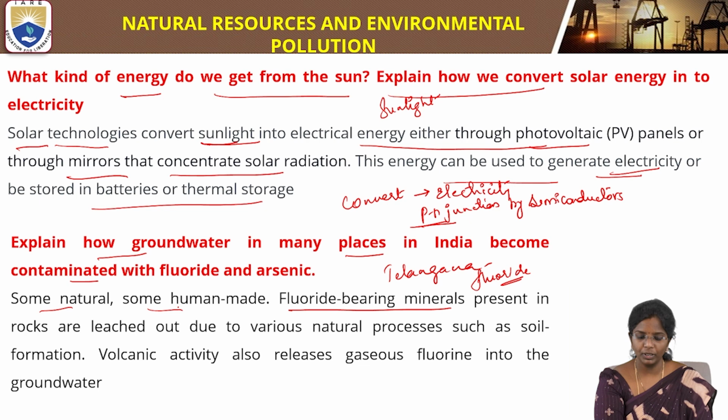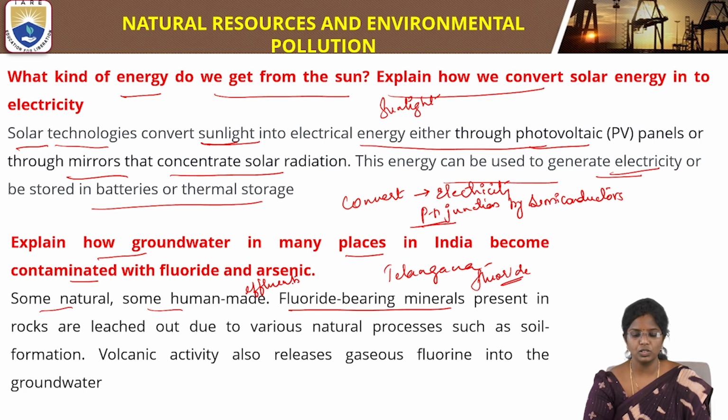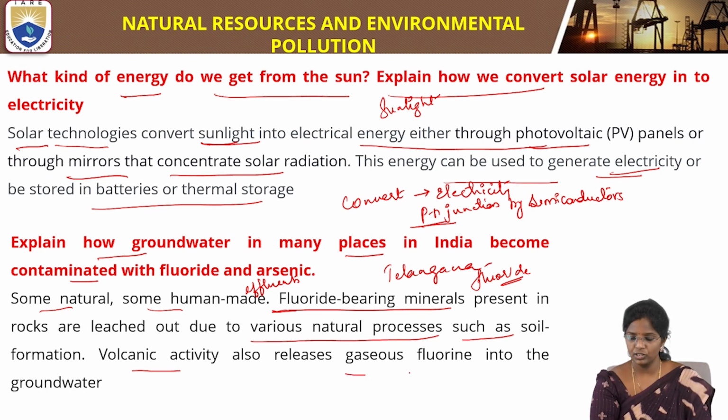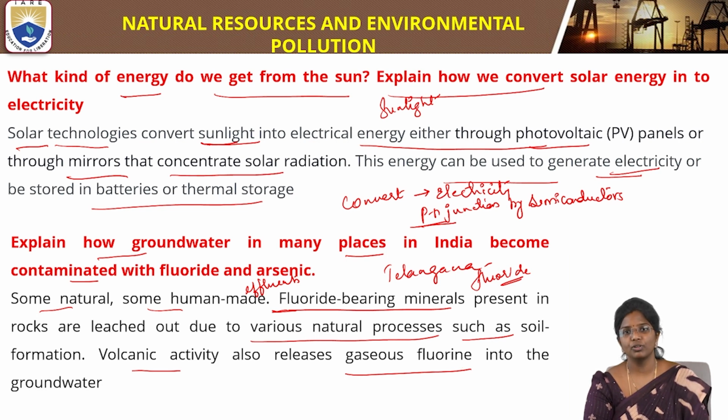So some causes are natural or human made. Effluents from the industry also cause dumping of fluorides or arsenic heavy metals into the water, causing it to be contaminated. Otherwise the natural one is the fluoride bearing minerals present in the earth's crust leaching into the soil by natural process and therefore into the water. And one more reason is that volcanic activity also releases gaseous fluorine. Once the volcano erupts, the gaseous fluorine comes out and mixes with the groundwater and the surface water present nearby.